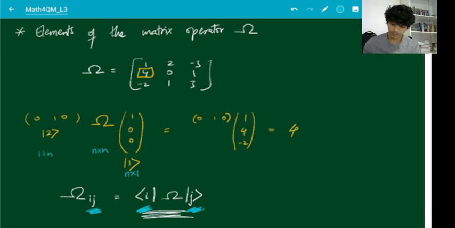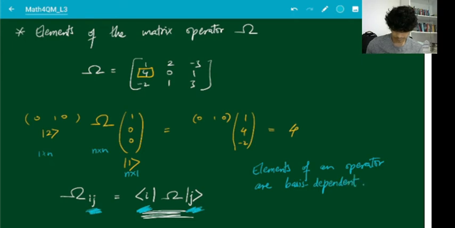Now this also points to one very important fact, which is that the elements of a matrix, or elements of an operator, are basis dependent. If I have an operator, then what numbers I write as the elements of the matrix depends on what basis I'm choosing to represent it. If I change my basis, those numbers will change.